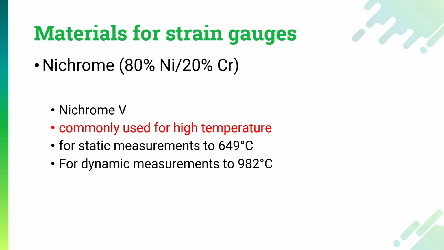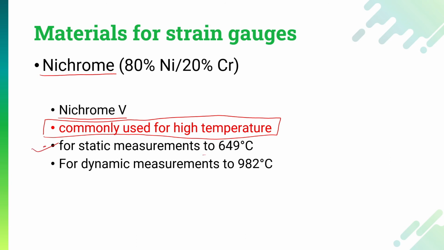The third alloy is Nichrome. Especially talking about Nichrome 5, it is a nickel chrome alloy which is most commonly used for higher temperature static as well as dynamic strain measurements. So when it comes to higher temperature, it is most commonly used. And when we talk about the ranges, for the static measurement, it can measure up to 649 degrees Celsius, and for the dynamic measurement, we can go up to 982 degrees Celsius.